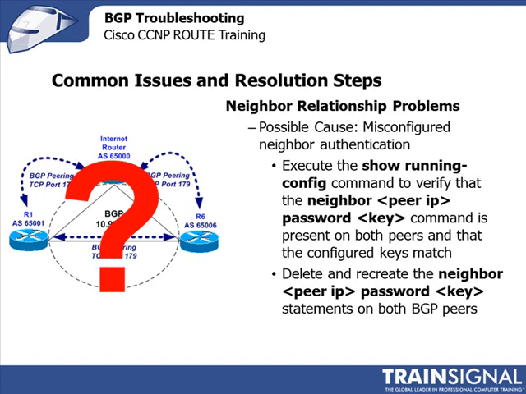If that statement is incorrect, you don't have to take the whole neighbor relationship down, or actually you don't need to delete the entire configuration. The neighbor relationship would already be down, but you can just change that one statement. You could do no neighbor, peer IP address, password, whatever the key is, and then recreate it. Make sure it's the same on both peers, and it should come up rather quickly depending on how fast you've set your timers.